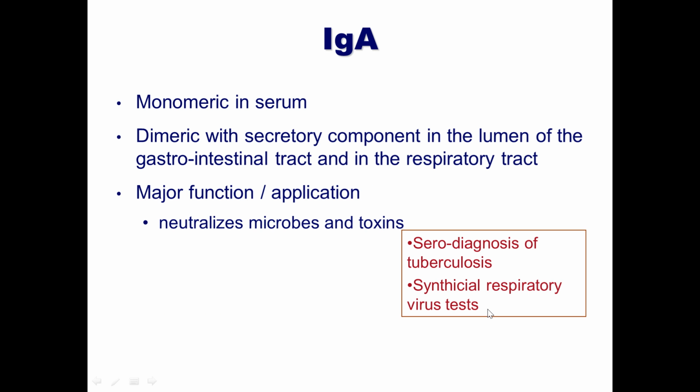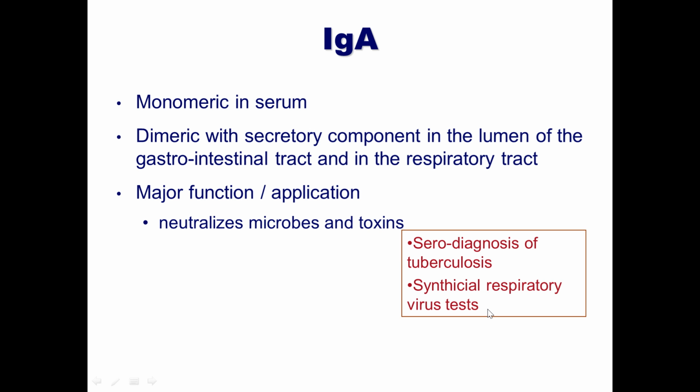IgA is monomeric in serum, dimeric with secretory component in the lumen of the gastrointestinal tract and in the respiratory tract. Major function: neutralize microbes and toxins. The main function of IgA is in the gastrointestinal tract and respiratory tract. And serodiagnosis of tuberculosis: during tuberculosis, they detect the IgA.